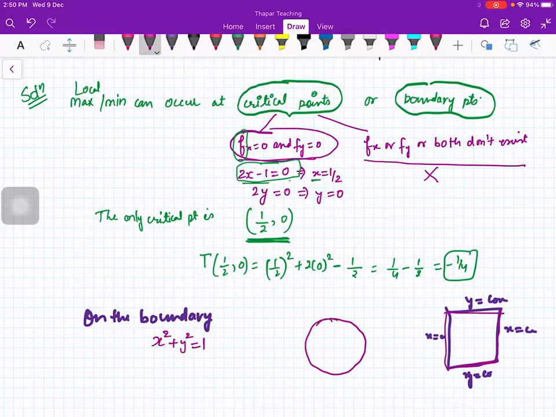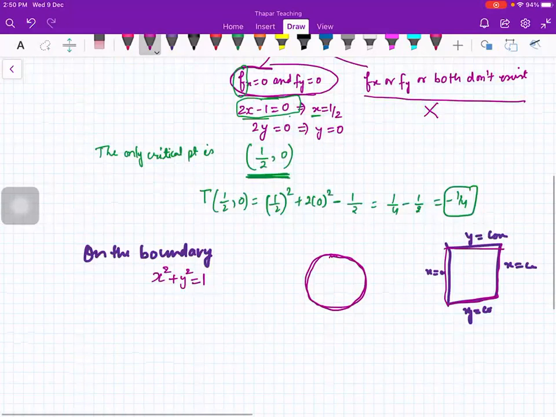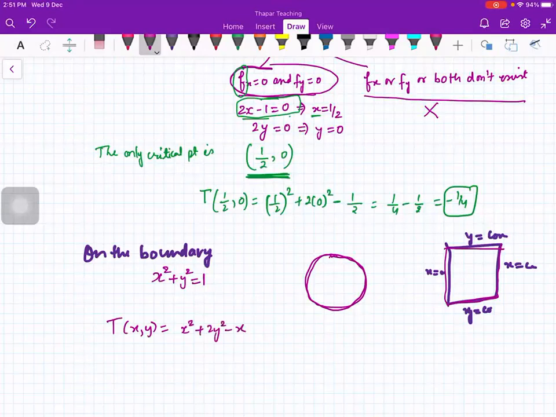Here you have a single curve, right? So you cannot make a separation that we are having two lines or something like that. So what we will do on the boundary, now you look at your function T(x,y) = x square plus 2y square minus x. So clearly I can see y square, and from here I can see y square in terms of x square. So I will replace y square in terms of x square.